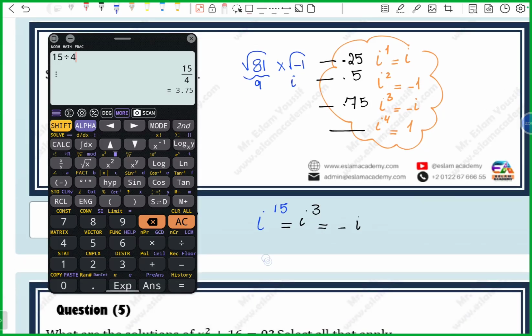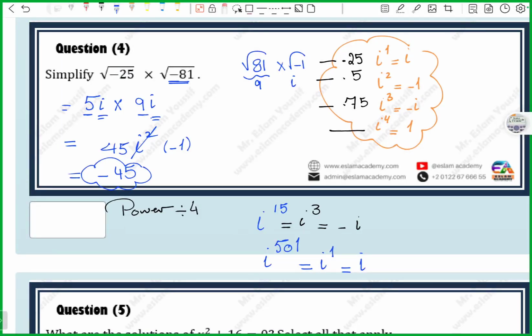If the question is i to the power 501, how can we solve it? We divide 501 divided by 4, ignore the whole number, and just look at the decimal. Please use the calculator with me to understand what I'm doing. What is the answer? Just look at the decimal: 0.25, which equals i to the power 1, which equals i. You understand this question? Any problem for that part?